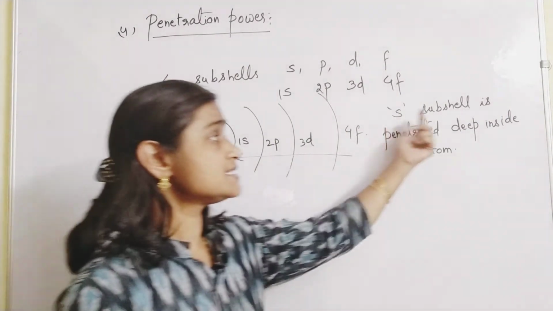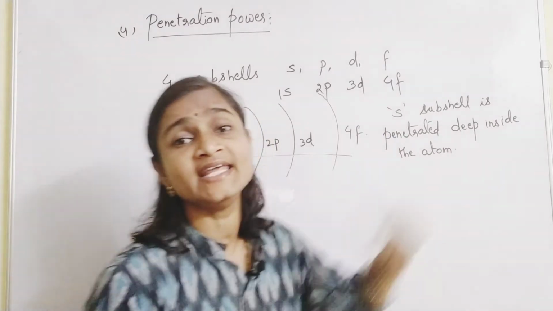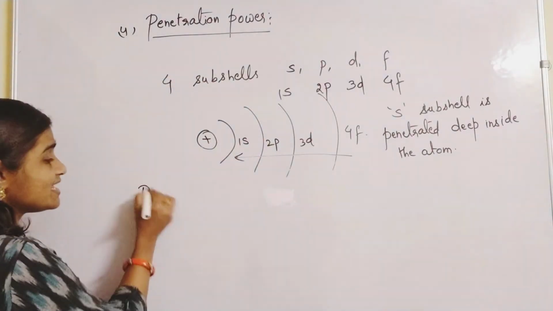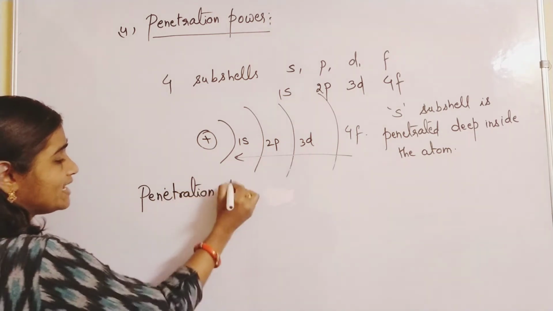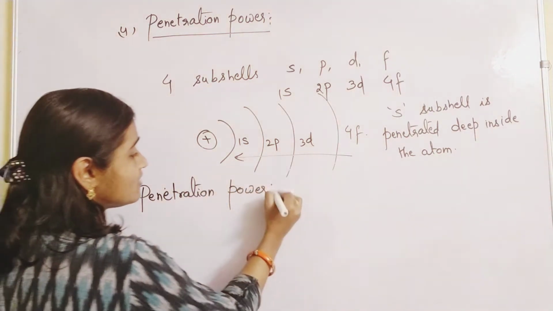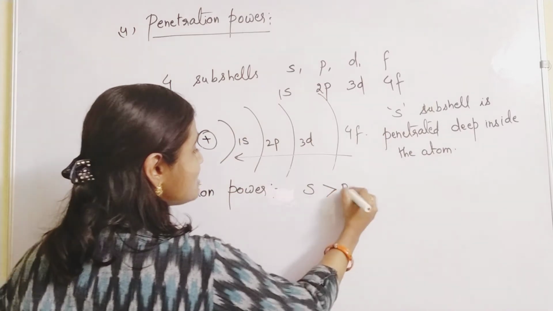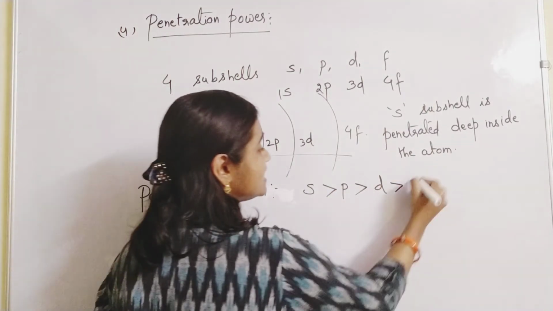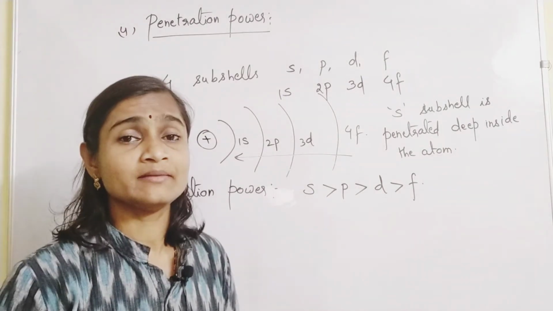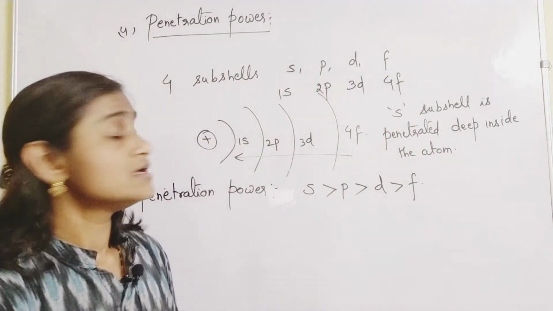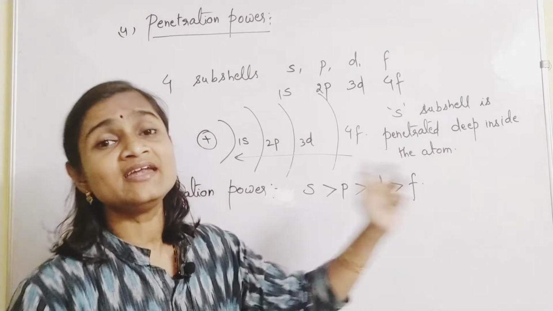Now, S subshell is penetrated deep inside the atom. So the penetration power of orbitals will have this order: S greater than P greater than D greater than F. These points you have to write in the exam.